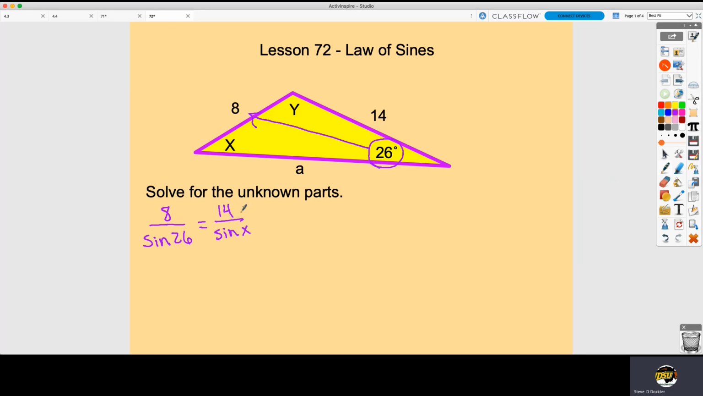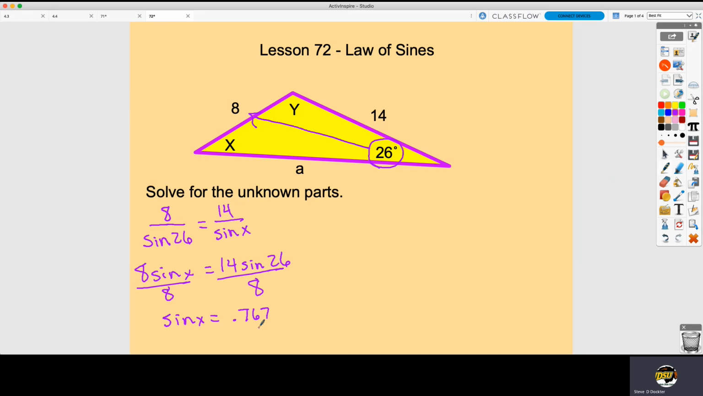Okay, and then from there, to solve for x, we've got proportions here. We can just cross multiply this. So 8 sine of x equals 14 sine of 26. To get x by itself, you guys know, first of all, we've got to divide all of this by 8. And when we do that, we get sine of x equals 0.767 approximately.